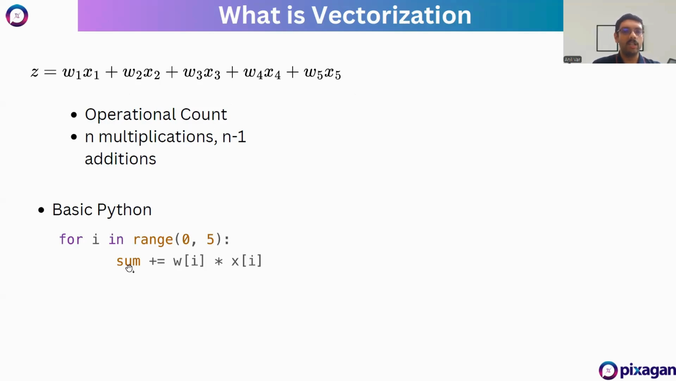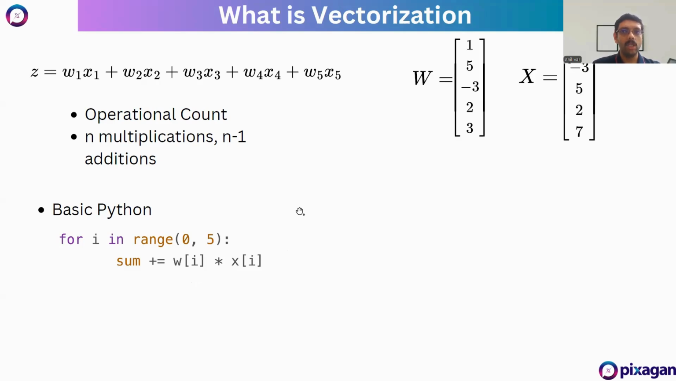sum plus equals w_i x_i, assuming there's a w and an x. We'll implement this; it's just an outline of what you'd see. Another way of implementing this is to say, what if we have a matrix W? It's a one-dimensional matrix; you can also set it up as a column matrix. You say 1, 5, minus 3, 2, 3. These are the values of W.